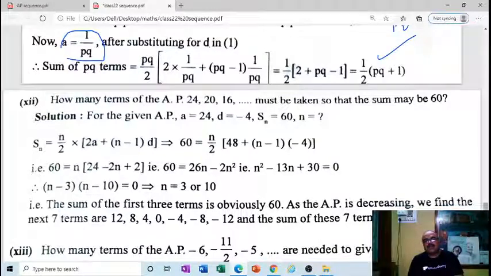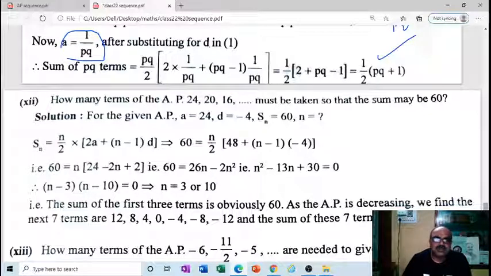How many terms of the AP 24, 20, 16 must be taken so that the sum may be 60? A is 24, d is the second term minus the first term, 20 minus 24, which is minus 4. What is Sn? Sn is given as 60. You need to calculate n from this. How many terms, n, is to be calculated?